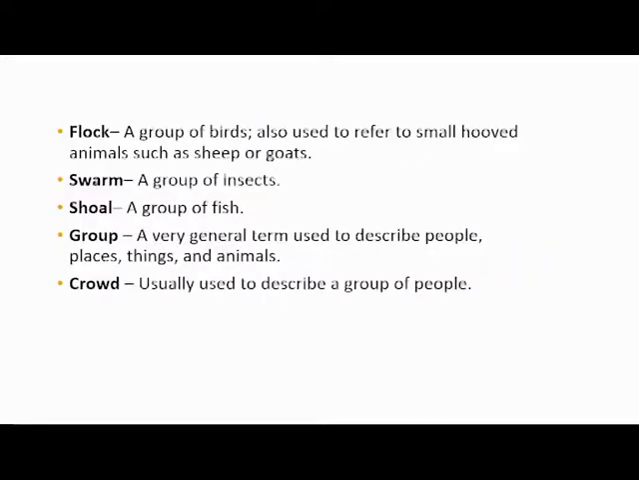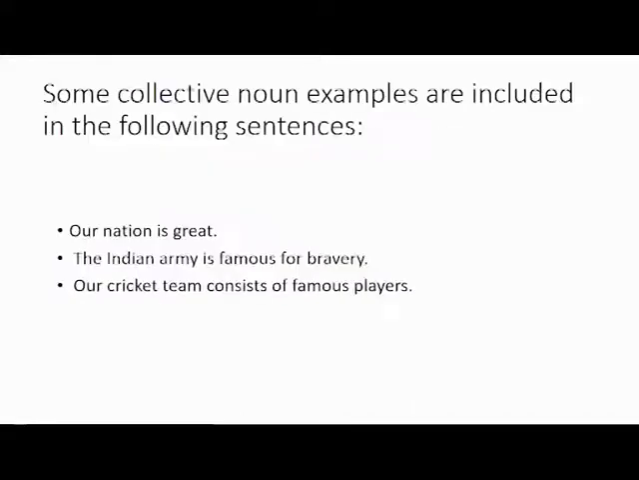So we have, for instance, a flock, which is a group of birds, but it can also refer to small hoofed animals such as sheep or goats. We have a swarm, which is a group of insects, such as a swarm of bees, and a shoal of fish. Then we also have a crowd, which is used to describe a group of people.